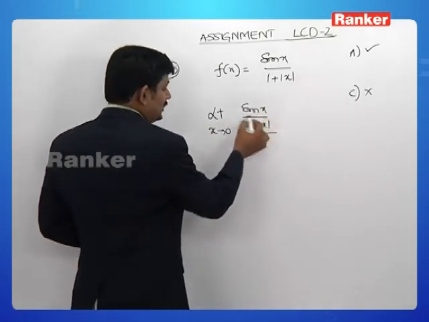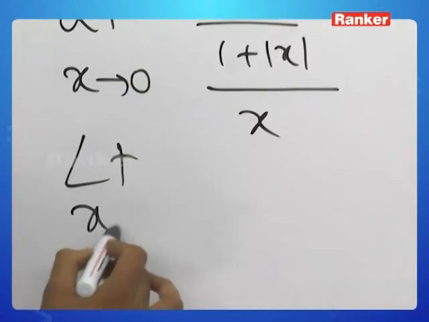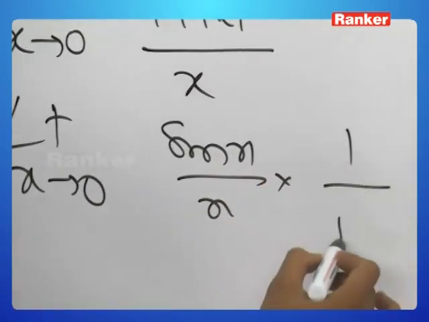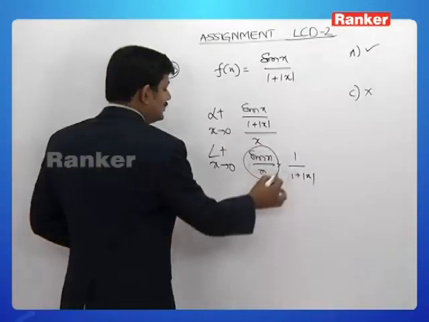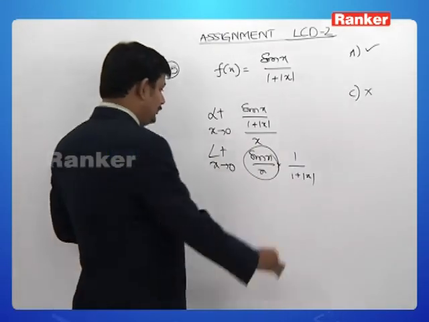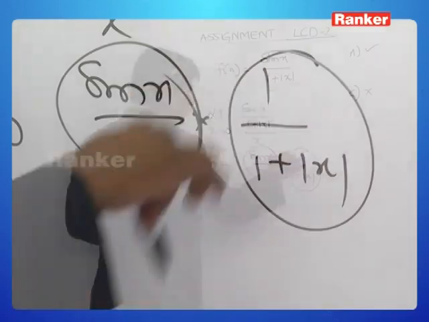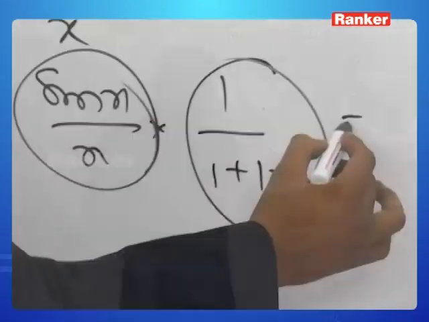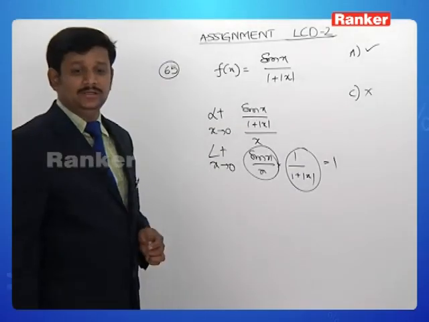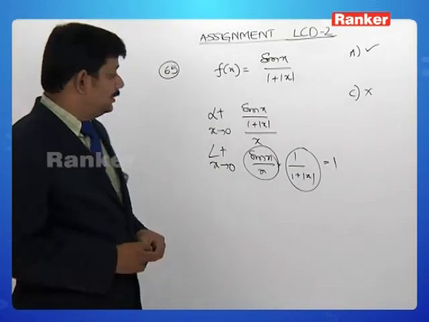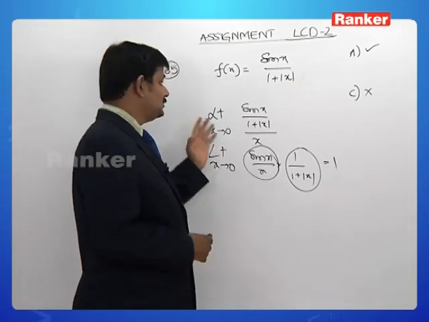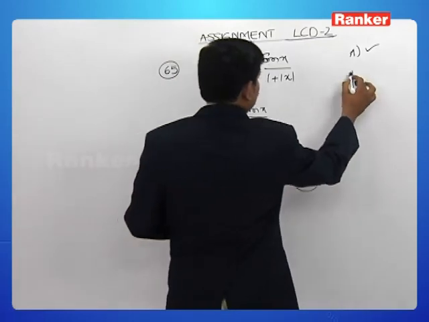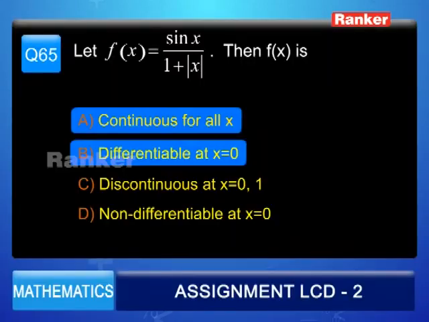Now we know limit of sin x by x is 1. We can write this limit as limit x tending to 0 of sin x by x into 1 by 1 plus mod x. As x tends to 0, sin x by x is 1. Mod x is 0. 1 by 1 plus mod x is 1. So 1 into 1, this is 1. This limit exists and is equal to 1. So the function is differentiable at x equal to 0. The function is differentiable on R. So option B is true. That makes D false. So answer is A and B.